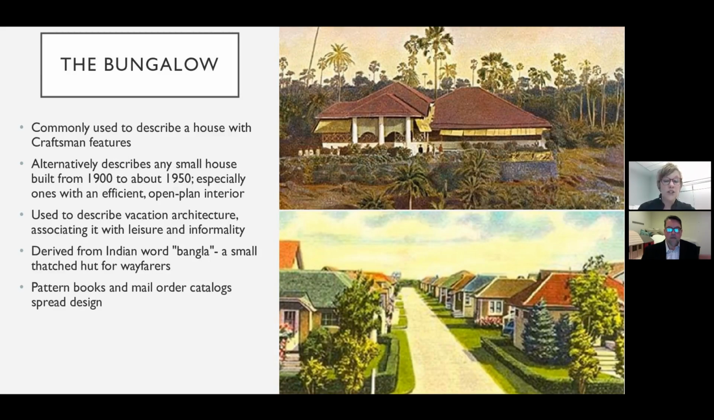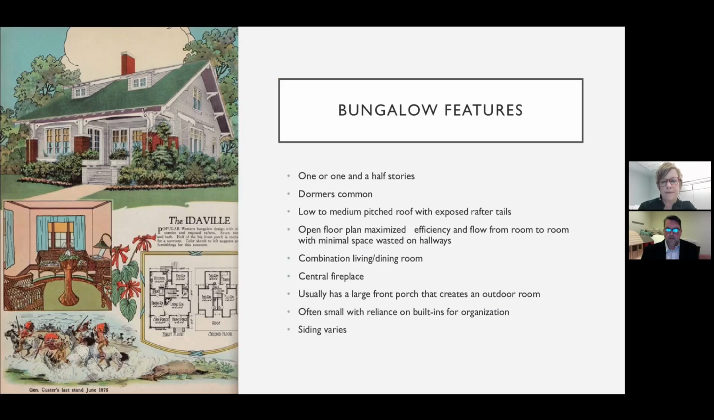Sometimes it's also used to describe more vacation architecture or coastal, things like a beach bungalow, or a bungalow court for tourists. So the word comes from the word bangla, from the British in India. This bangla was a small thatched hut for wayfarers, and the British adapted that into a form that was adapted to the climate, open for good ventilation, thatched with these really low overhanging roofs. And the bungalow as a type really gets spread through the US through pattern books and mail order catalogs.